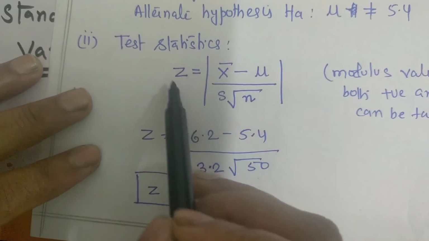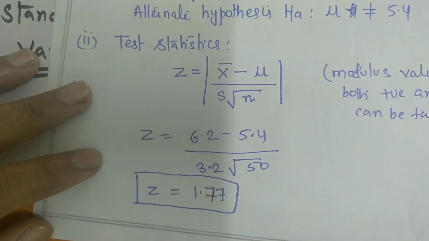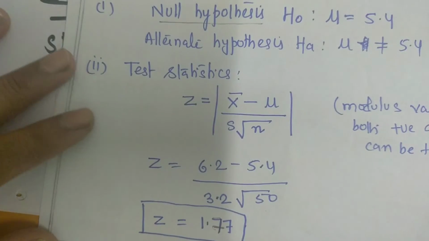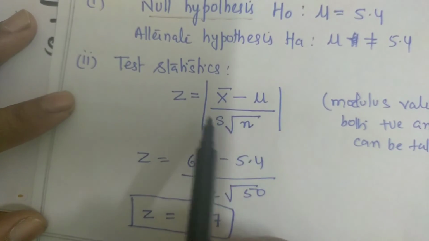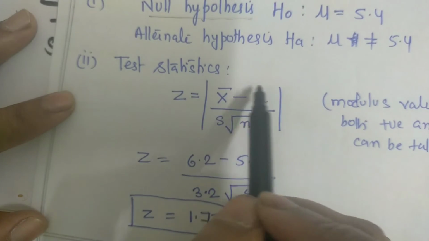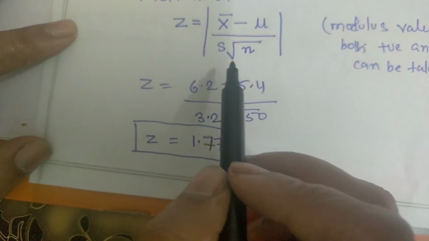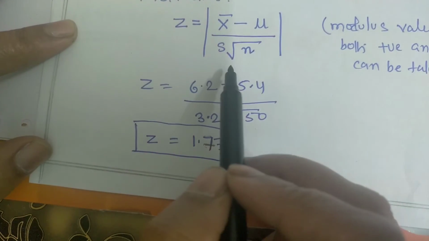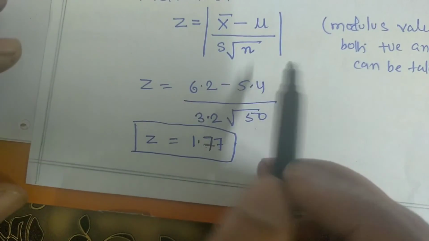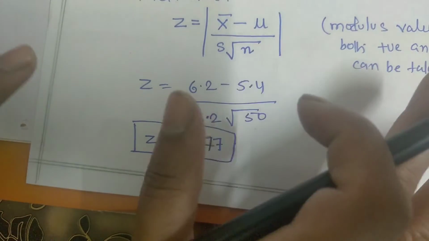Sometimes it is called the critical ratio. In some books z is written as the critical value ratio. The formula for this critical ratio is the difference between the sample mean and the population mean, that is x bar minus mu, upon the standard deviation divided by the square root of n. This value is called the standard error. So simply you can write it like this.